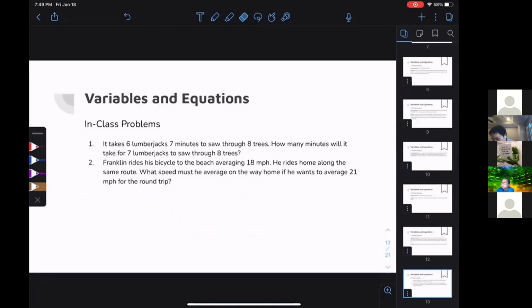So we have Franklin rides his bicycle to the beach, averaging 18 miles per hour. He rides home along the same route, meaning his distance to and from at his two different speeds are the same. And you want to find what speed must he average on the way home, so that his average speed for the whole journey is 21 miles per hour. Reading this, you might be a bit misled, because first, the speed he must average on the way home, and you have this average 21 for the whole round trip.